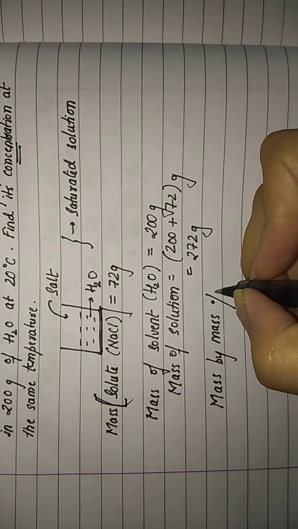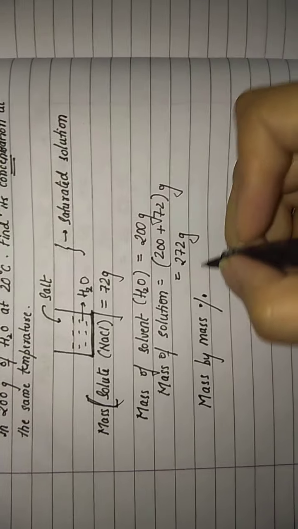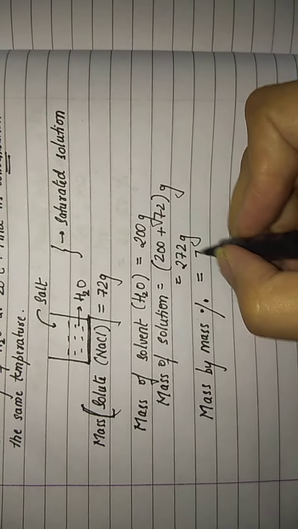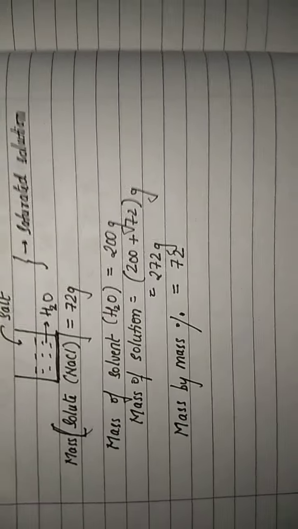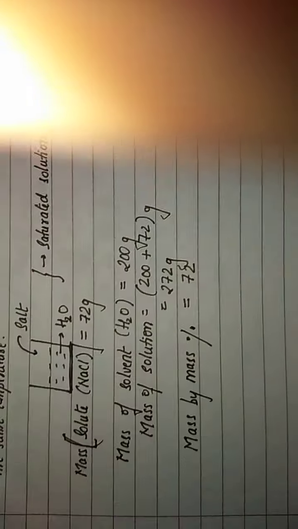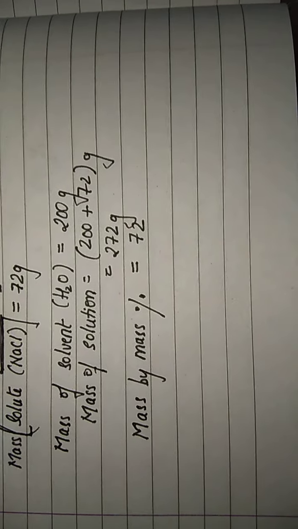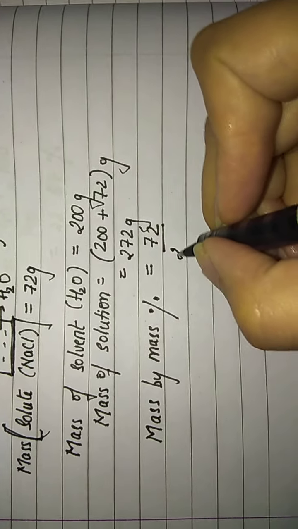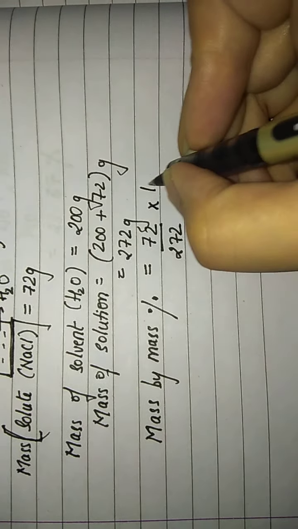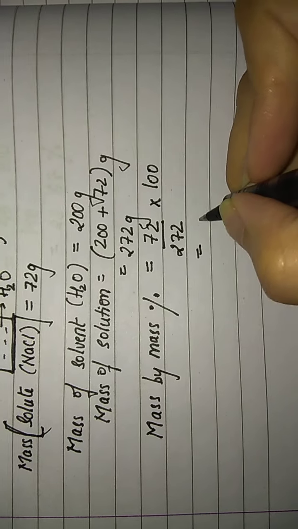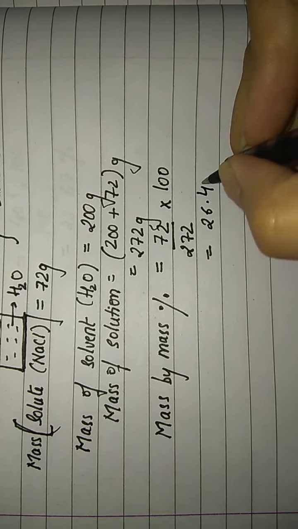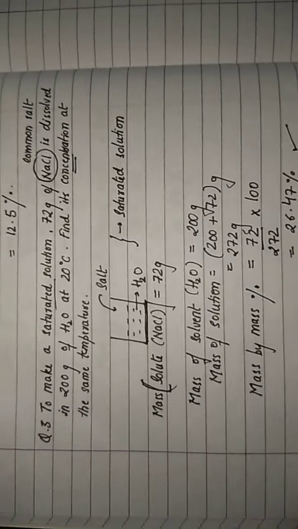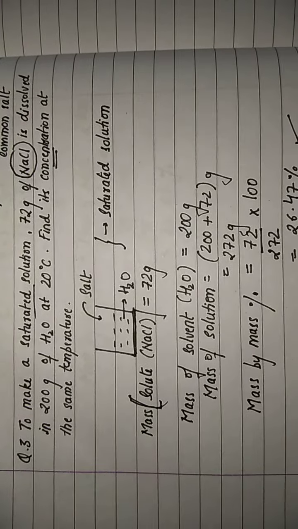We have got the mass of everything, the solute, the solvent and the solution. So it will be mass of solute. What is the mass of solute? 72 grams, right? So what is the mass of solute? 72 grams divided by the mass of solution, 272 grams into 100. Which will be equal to 26.47%. Fine. So this is how you will be expressing the concentration of this particular saturated solution.